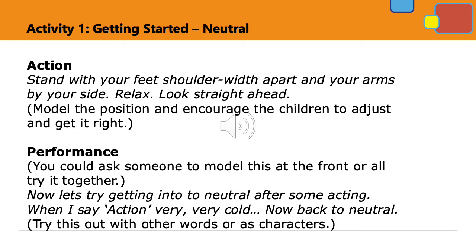So, let's try getting into neutral after some acting. When I say action, all act very, very cold. They're going to be shivering. And then say now, back to neutral. And they'll all stand in a perfect neutral, arms by their sides, feet apart. You can try this out with any other words or by being different characters, but always go back to neutral.